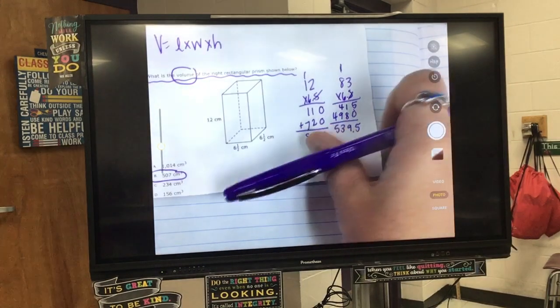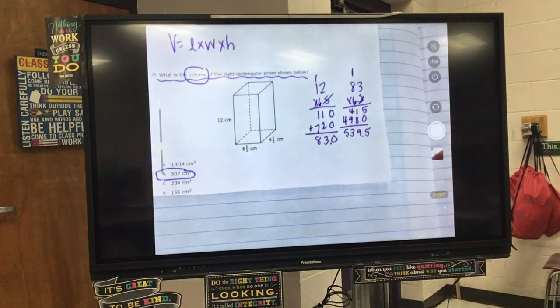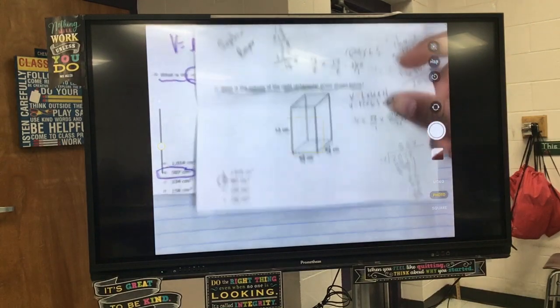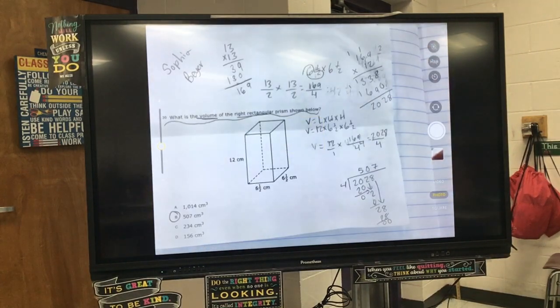All right, is there anybody who did it the fraction way that would just like to bring their cool down up just so we can see that version? You don't have to explain anything, I just want to say it. All right, and then if you did it using fractions, here is your other way. You should get 2028 over 4, divide that, you get 507.